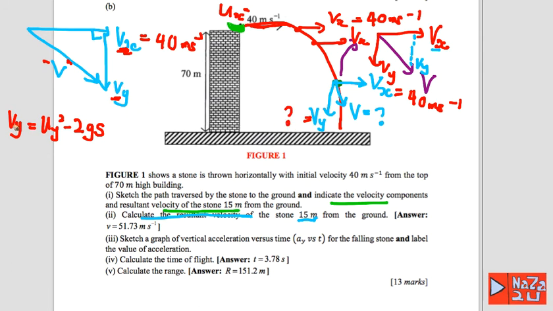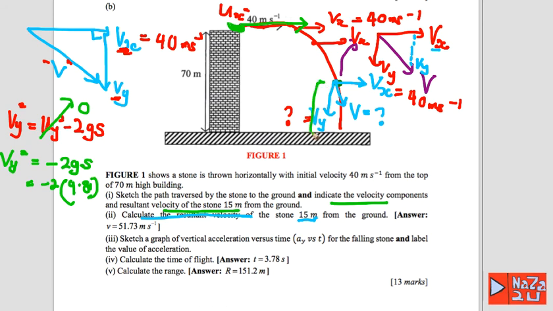So for the vy here, you can use the equation vy square is equal to uy square minus 2gs, because the uy here is equal to 0. Uy is equal to 0 because the initial direction for the stone is only on the x or horizontal direction, with no vertical direction, so uy is equal to 0. So to calculate vy here, we have a negative 2gs, where g is 9.81.